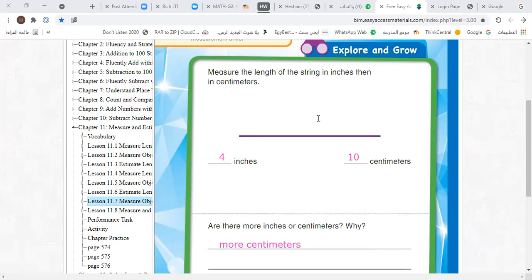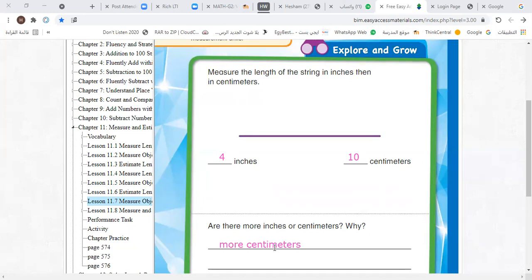My lovely boys, please, all of you, pay attention. If you find more, take the shorter. Which is shorter, inch or centimeter? Actually, centimeter is shorter than inch. So more means the shorter. If you find more, take the shorter. Which one is the shorter, centimeter or inch? Centimeter. So it's more centimeters.